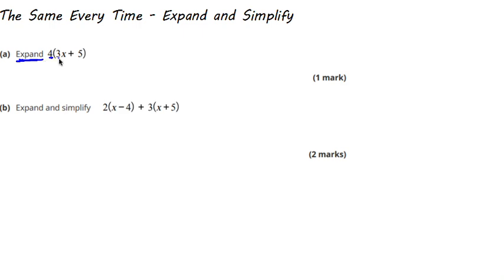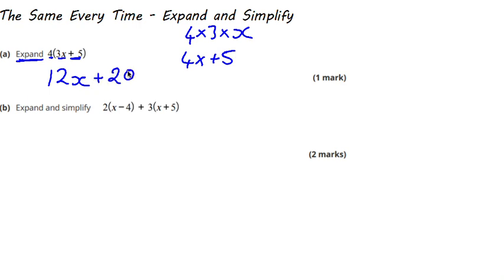So outside the bracket there's a 4. The first term inside the bracket is the 3x. So 4 times 3 times x, that's going to be 4 times 3 is 12, times x gives me 12x. The next term in my bracket is the plus 5, the positive 5. The plus sign belongs with the 5. So 4 times by positive 5 will give me a positive 20, and I have to write down the plus sign in my answer. So 12x plus 20, there's my final answer for part A.